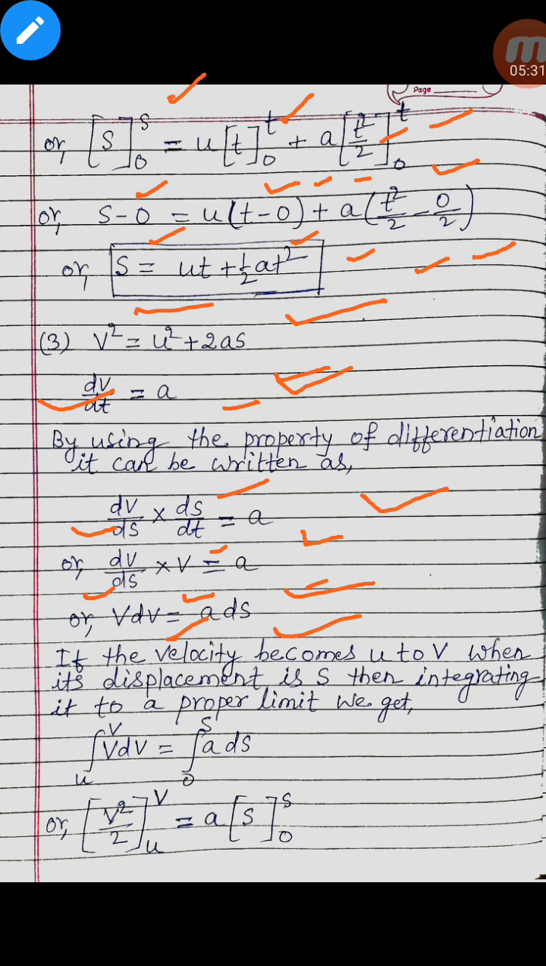If the velocity becomes v from u when the displacement becomes s from 0, then integrating with proper limits, we get the integral of v dv from u to v is equal to a times the integral of ds from 0 to s, or v square by 2 with upper limit v and lower limit u is equal to as with lower limit 0 and upper limit s.